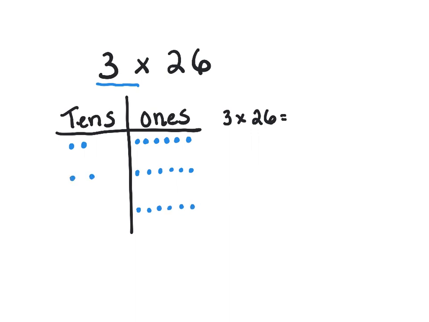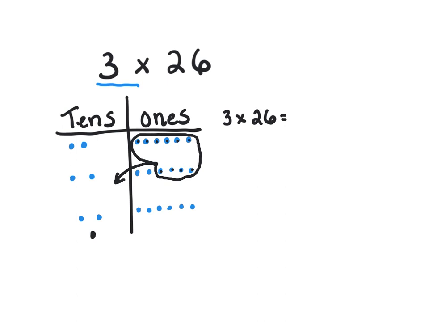2 tens. All right. Now I need to count these and see if I have any 10 ones, and I'm definitely going to have that. So I have 1, 2, 3, 4, 5, 6, 7, 8, 9, 10. So here is our group of 10. And I'm going to cash that in for another 10.